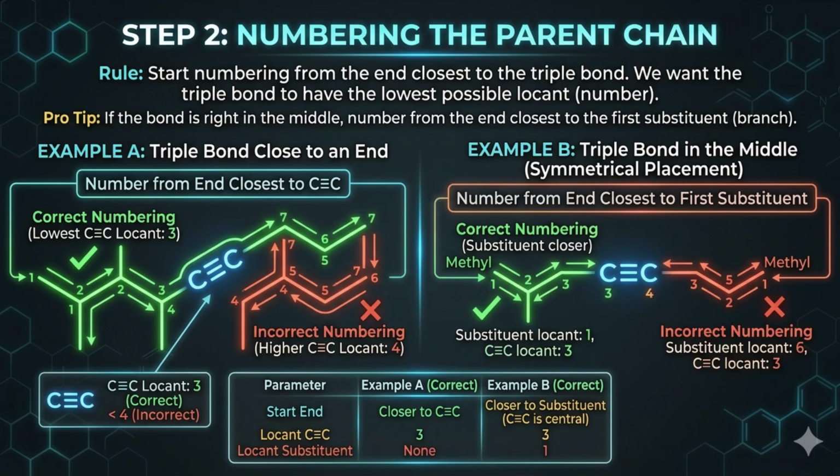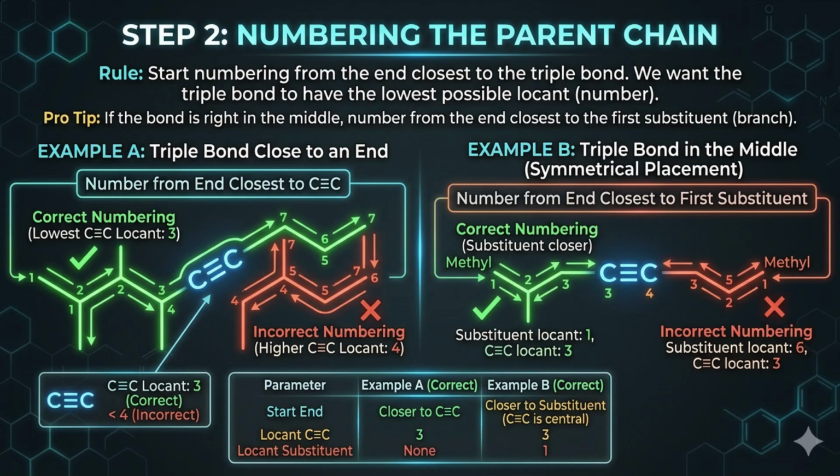But what happens if the molecule is perfectly symmetrical? What if the triple bond is exactly in the middle? Here is your pro tip: if the triple bond is at an equal distance from both ends, look at the substituents. Those little side branches are extra groups. In this specific tiebreaker scenario, you start numbering from the end closest to the first branch. So, if the bond is dead center, but there's a methyl group hanging off the second carbon from the right, you start your count from the right. The goal is always the same: keep those numbers as low as possible. Triple bond first, branches second.